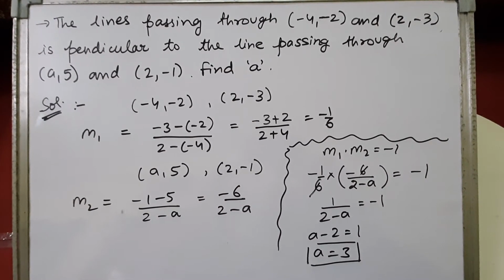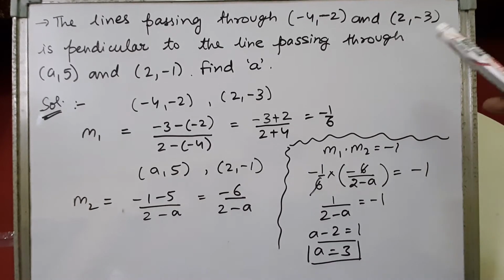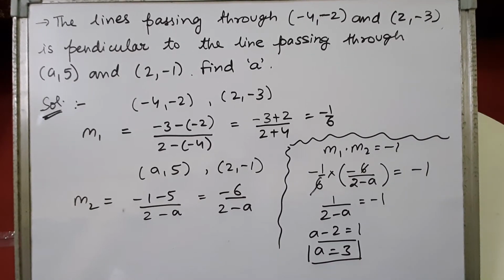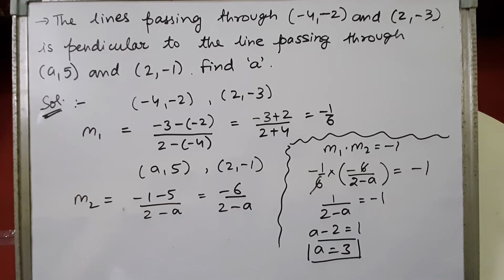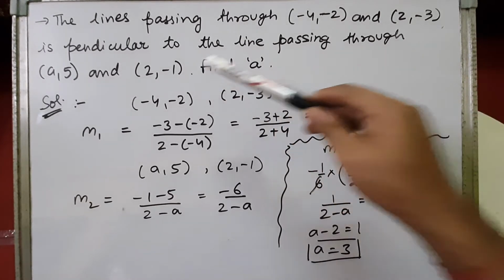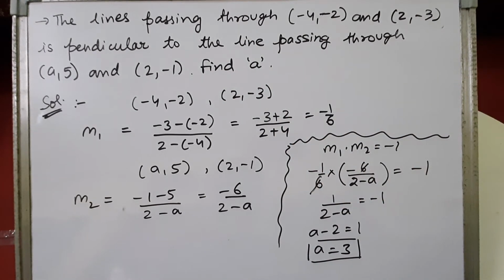Let's see another sum, children. Now in this sum it is given that the line passing through minus 4, minus 2 and 2, minus 3 is perpendicular to the line passing through A, 5 and 2, minus 1. Find A. These are the two coordinates of one line, these are the two coordinates of the other line, and both the lines are perpendicular to each other. And this is the condition given. So we have to calculate the value of A.